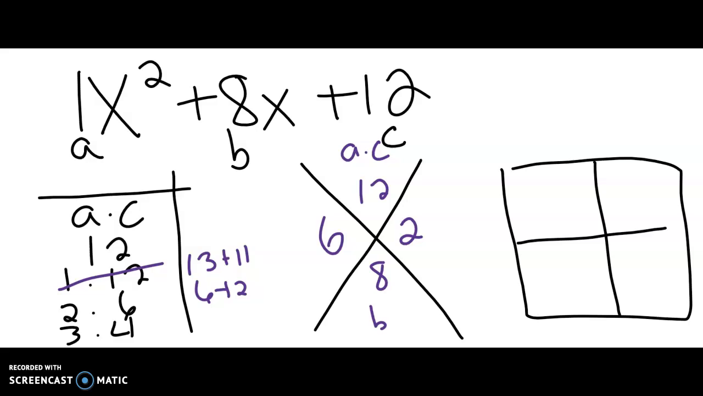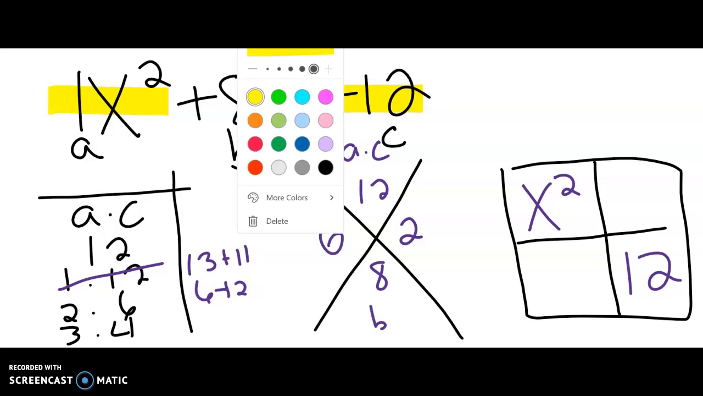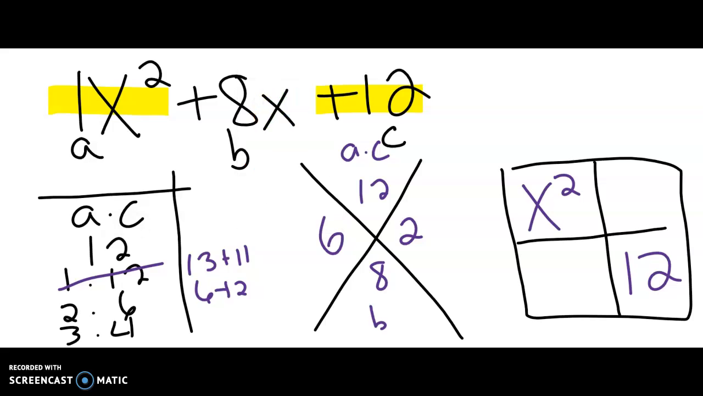Now we're going to fill in our box. In the top left-hand corner of our box, we're going to put the x squared. In the bottom right-hand corner, we're going to write our positive 12. Then we're going to take our two factors and write them in our boxes, but we're going to put x's after them. So we have a 6x and we have a 2x.